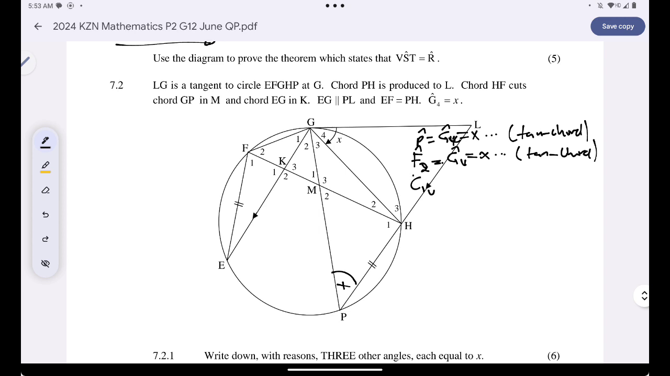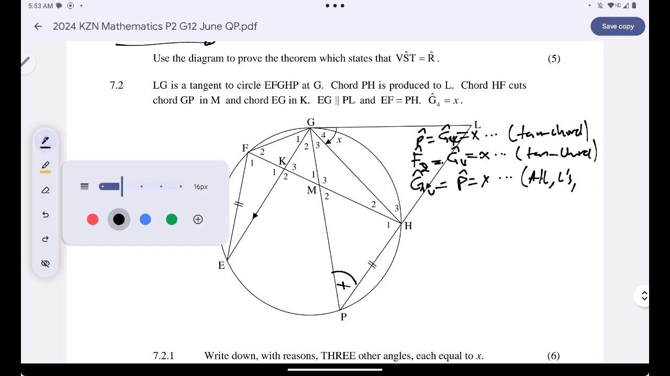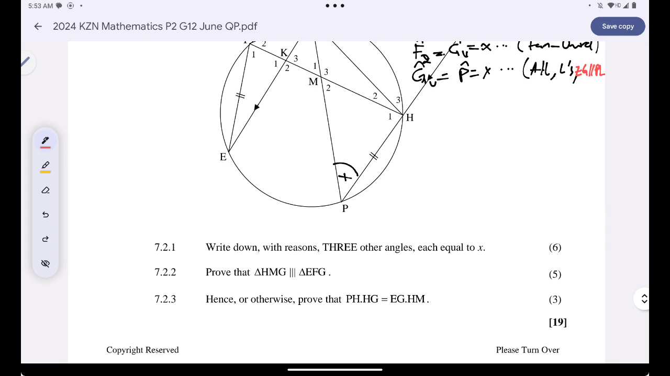And then angle G2 is equal to angle P, which we know is equal to X because they are alternate angles. And they're alternating because EG is parallel to PL. So I've written 3 other angles with reasons that are equal to X now.